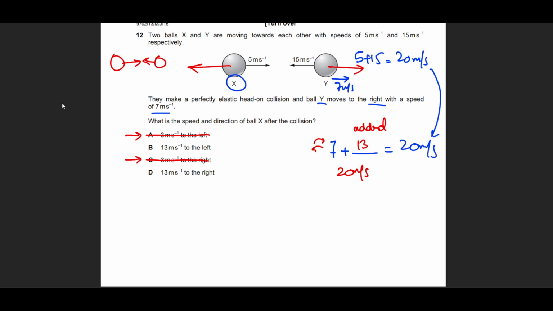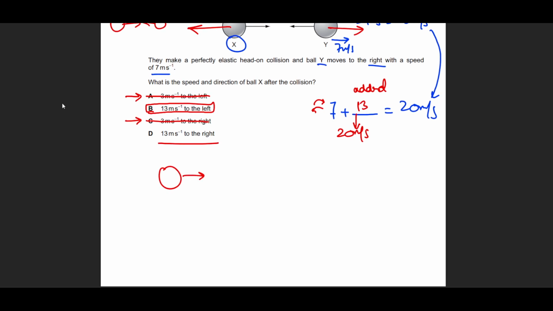So in this case, it should be moving 13 meters per second to the left. Only then I can add it and make it 20. If it had been moving 13 meters per second to the right, that would nullify the equation and that would give me a false answer, because 7 meters per second to the right and then 13 meters per second to the right.